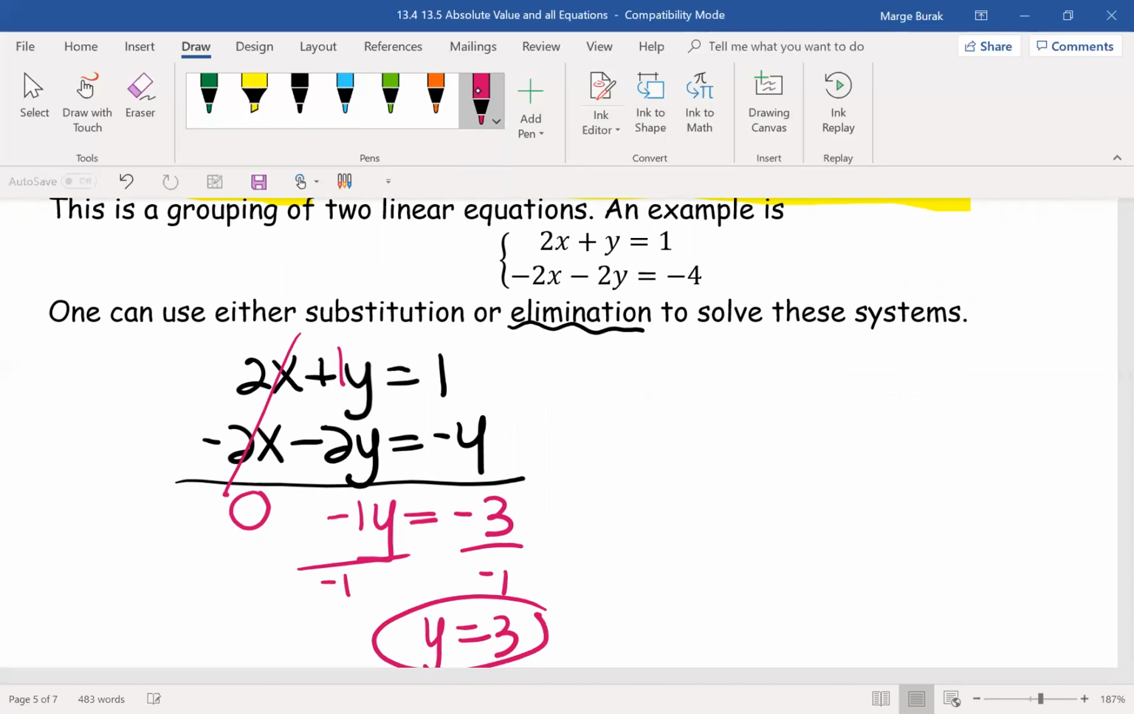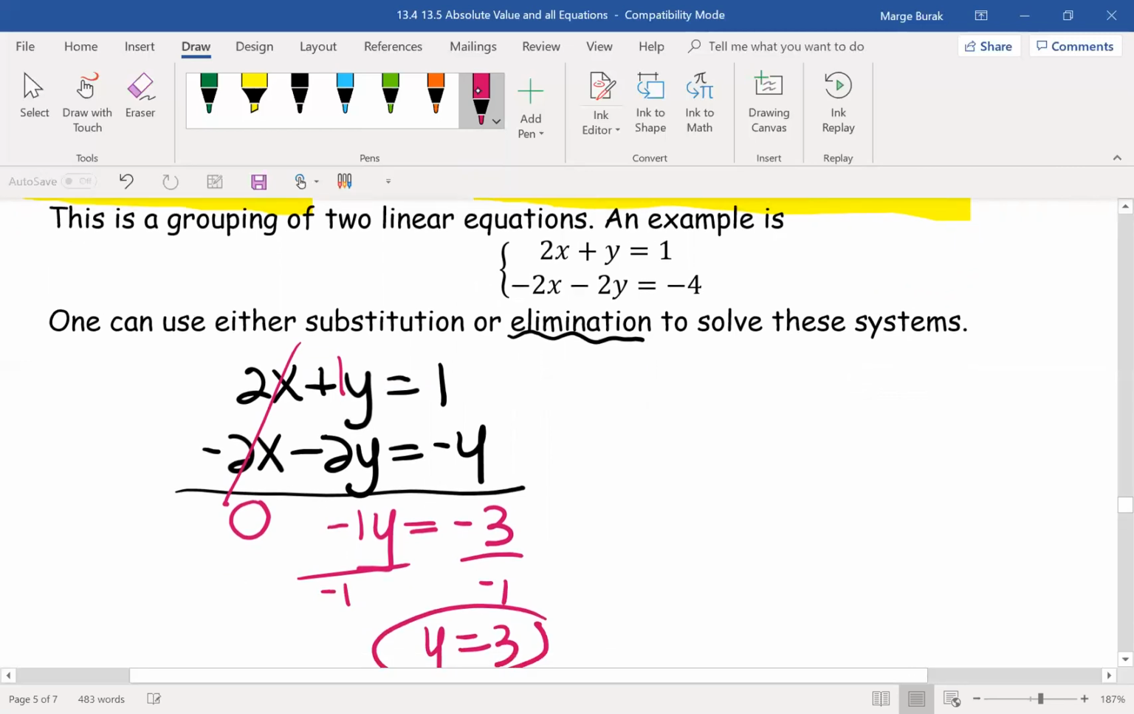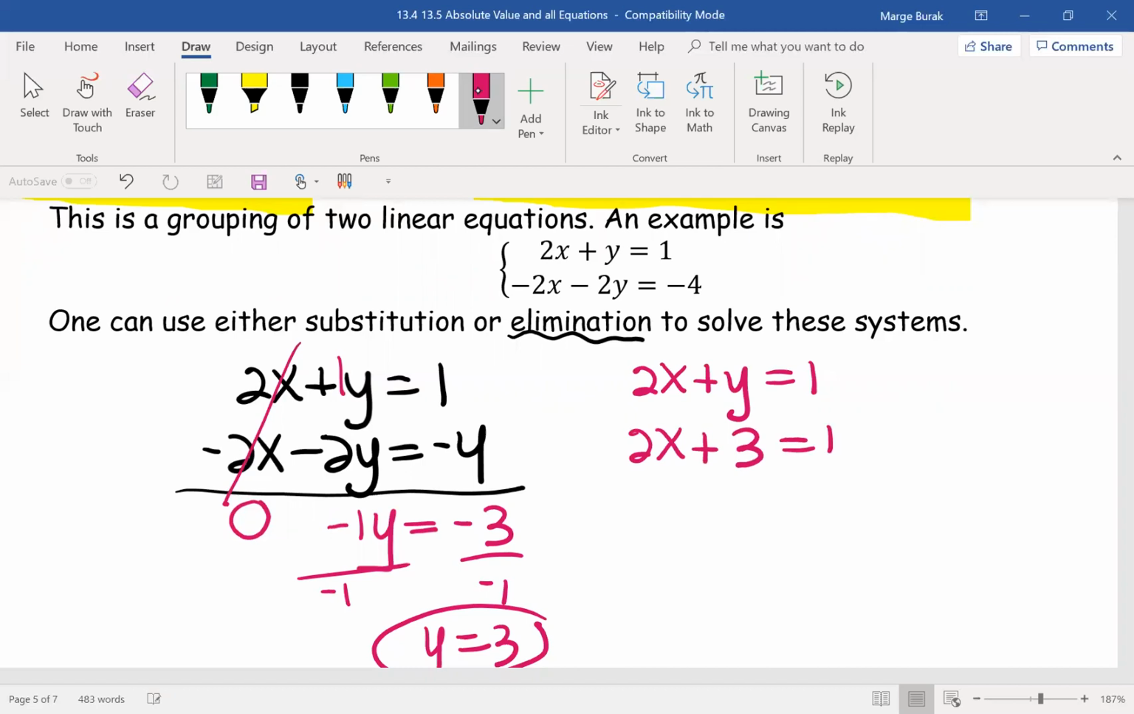Now, once you have one variable, you can plug it back into an equation. Let me take the first one. I know y is 3, so instead of 2x plus y, I'll say 2x plus 3. And then I can solve the equation for x. And I get 2x equals negative 2, and x equals negative 1.